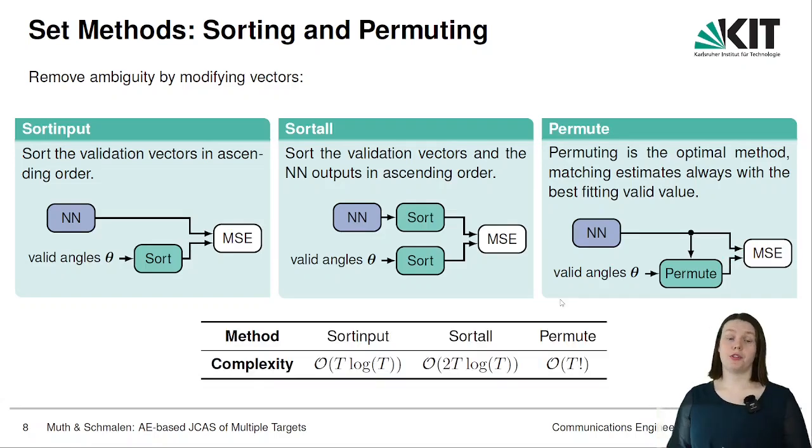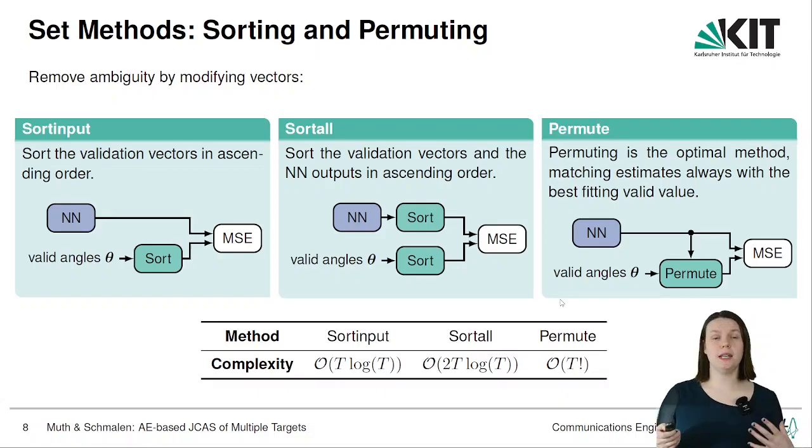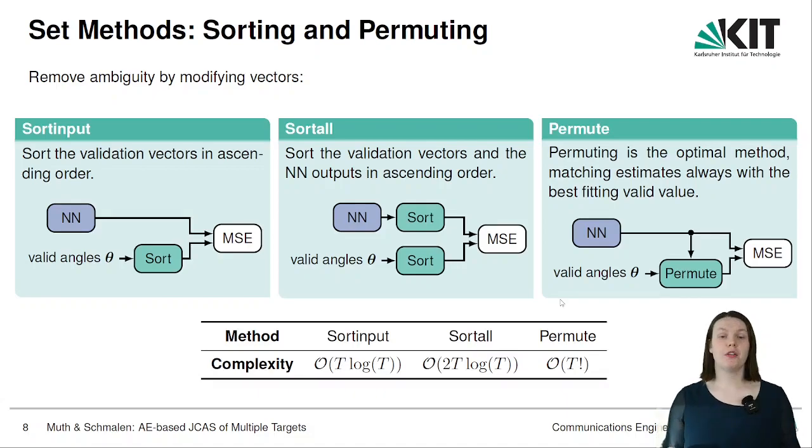Complexity-wise, of course, these methods perform quite different. For a target number of 3, this might not make a big difference, but for other similar problems, this might really enable us to work on these sets, and not to have to do this permuting approach.